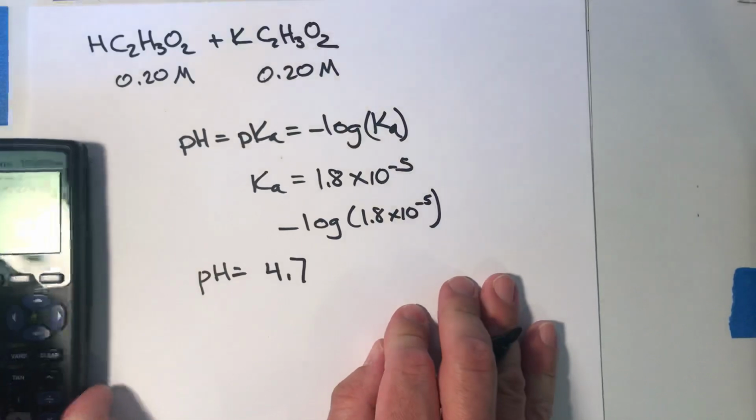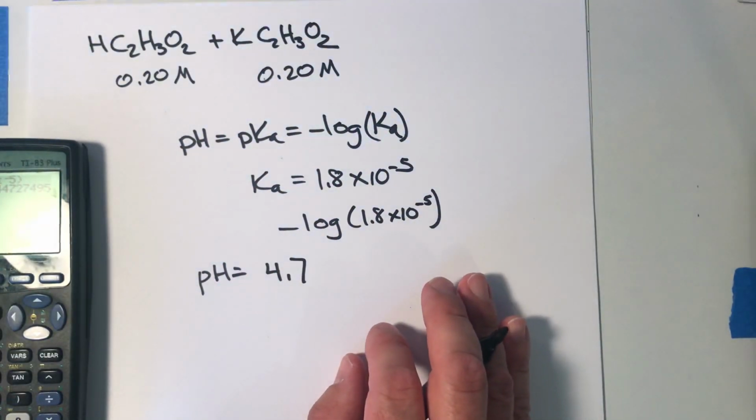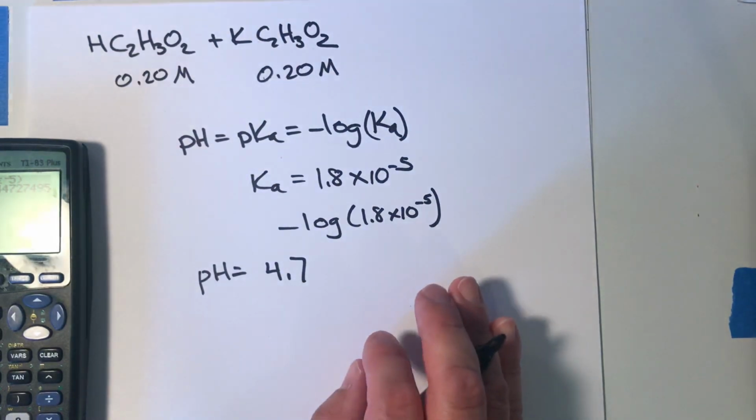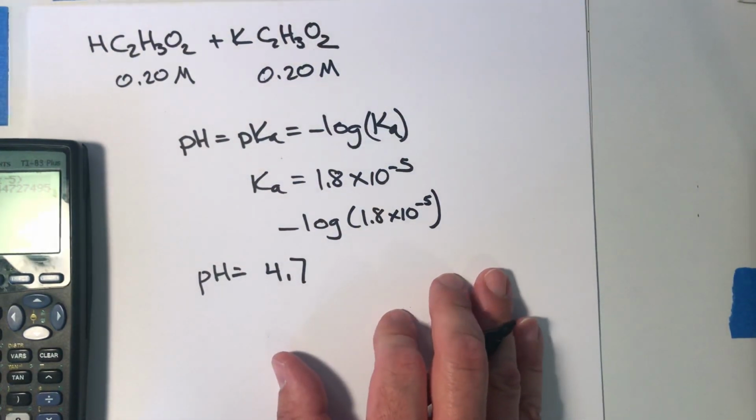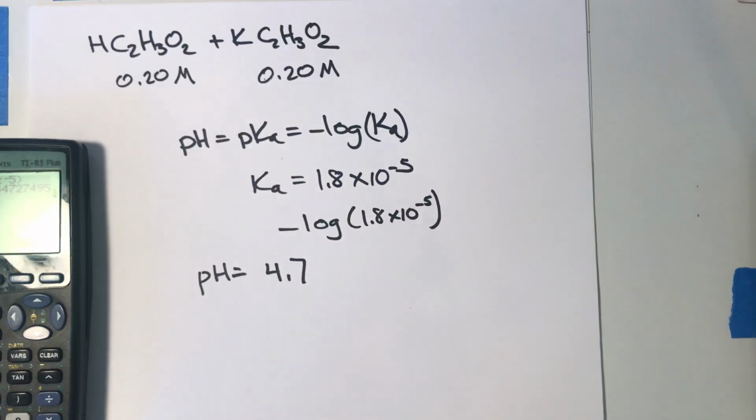This saves us a lot of work in terms of working a RICE problem. Although the RICE problem isn't that difficult, this saves us some time if we just know this general rule. We're also going to see this come up in titration curves, which we will discuss at a later date.